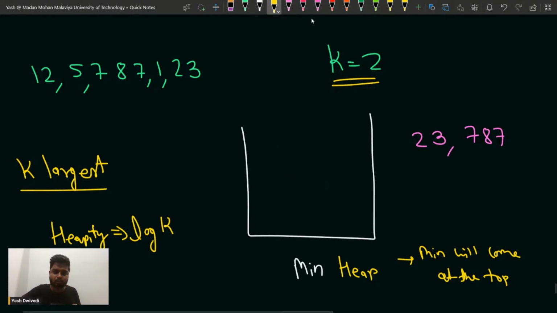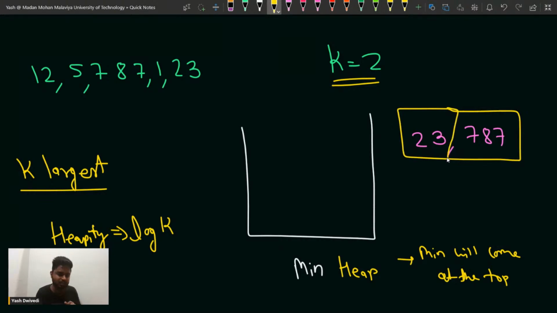When you store these in an array, the elements will get stored in this format, but actually you need to return the answer in decreasing order. So in that case, whatever answer you have stored, you need to reverse it. Okay, so we will reverse this. Please write yes in the chat, because when I take out the elements, the minimum elements will come first. So 23 will come and then 787.